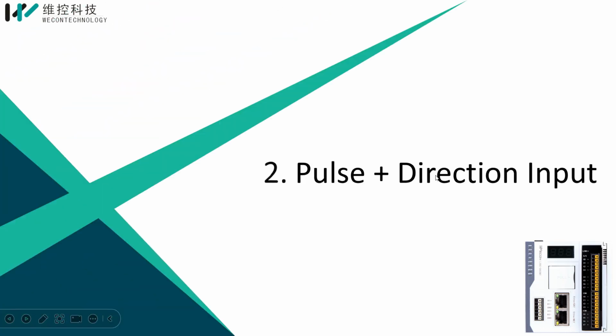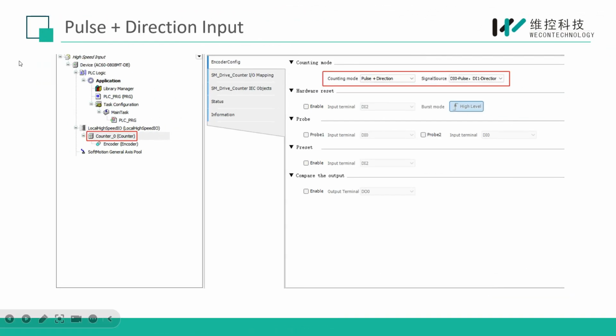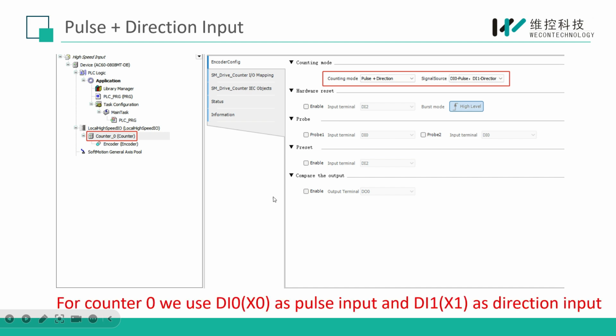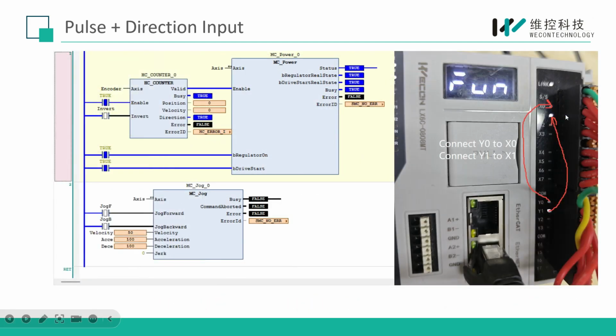And now I will use the pulse and direction input to take an example. First, let's configure this counting mode as pulse and direction, and use X0 for pulse input and X1 for direction input. Here I connect Y0 to X0, Y1 to X1, and also Y2, Y3. All output terminals are connected to input terminals to simulate the encoder input value.